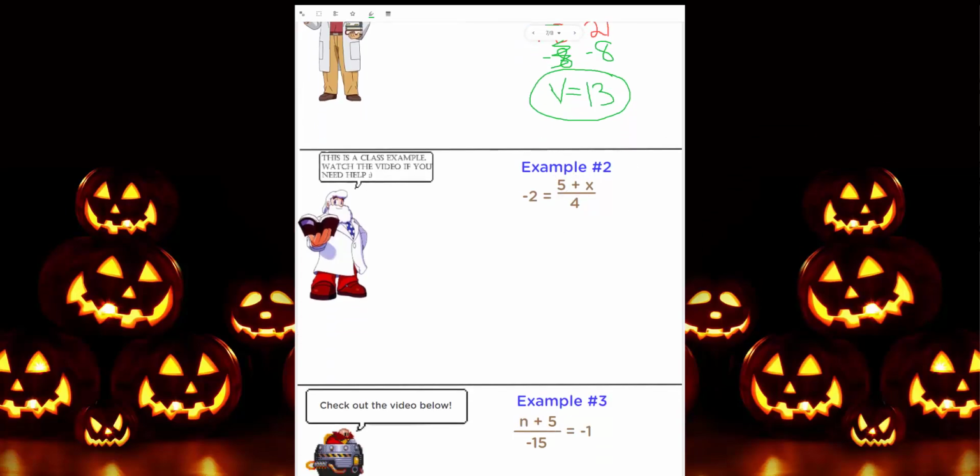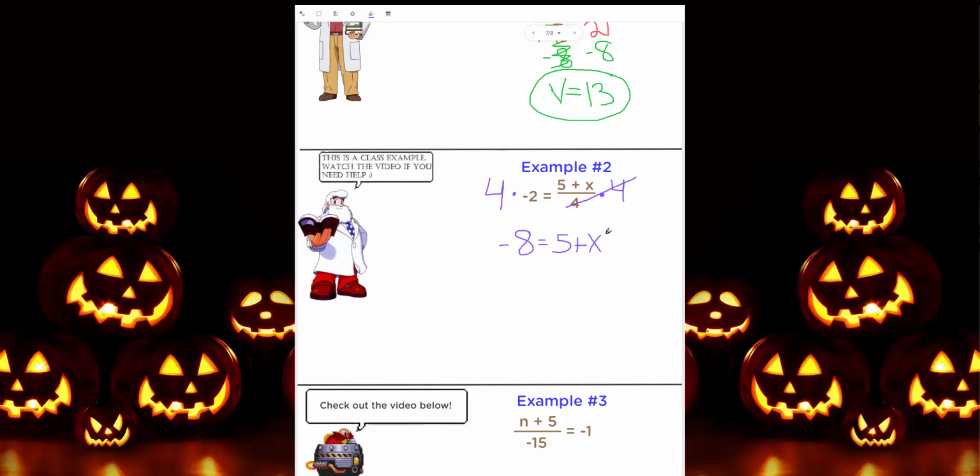Okay, let's take a look at the second example. So once again, one side of the equal sign is one big fraction. So we're going to cancel out the multiplication and division first. We have all of this being divided by 4. We're going to cancel out division with multiplication. So let's multiply both sides by 4. Okay, so 4 times negative 2 is negative 8. And that equals, okay, well, these are going to cancel out. And that's going to give us 5 plus x.